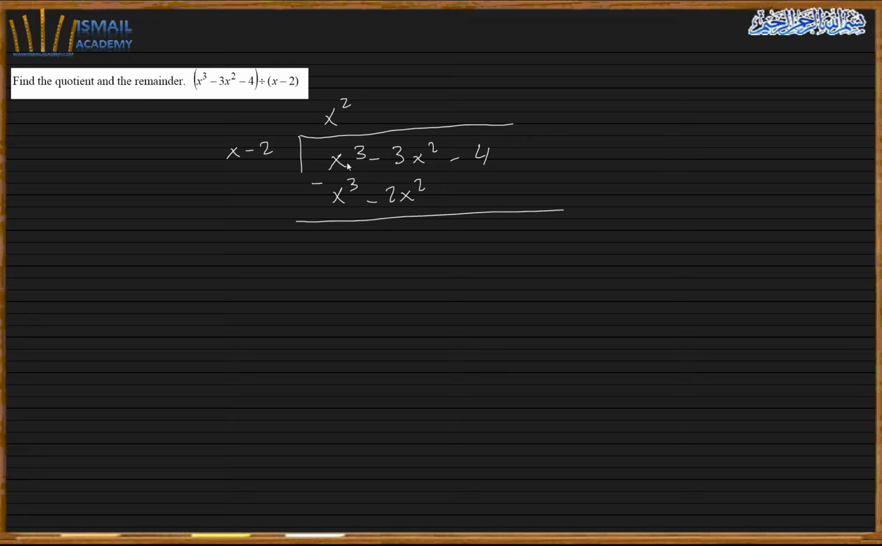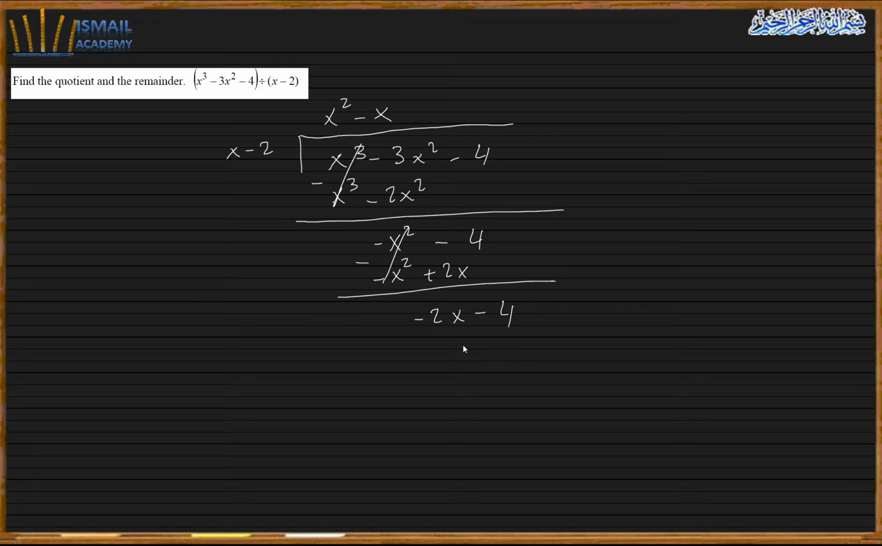So here it cancels out. We have minus 3x squared minus minus, which is positive, so it's going to be minus x squared minus 4. Which expression times x gives you minus x squared? It is minus x. So I will have minus x squared plus 2x, then I subtract. So here it cancels out. Here we have 0x minus 2x, which is minus 2x. I move down the minus 4.